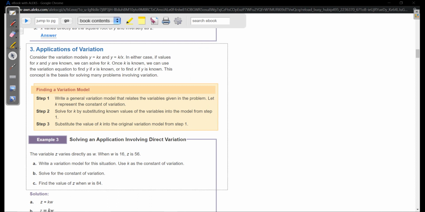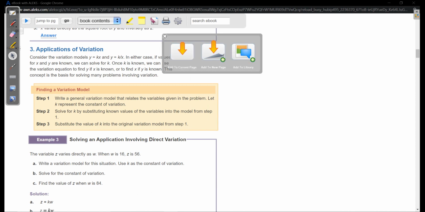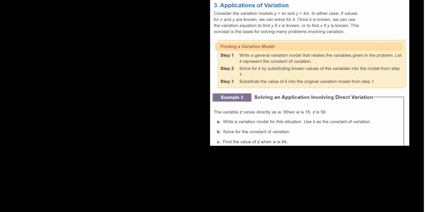So the applications of variation. Consider the variation model y is equal to kx and y is equal to k over x. In either case, if values for x and y are known, we can solve for k. Once k is known, we can use the variation equation to find y if x is known, or to find x if y is known. This concept is the basis of solving many problems involving variation.